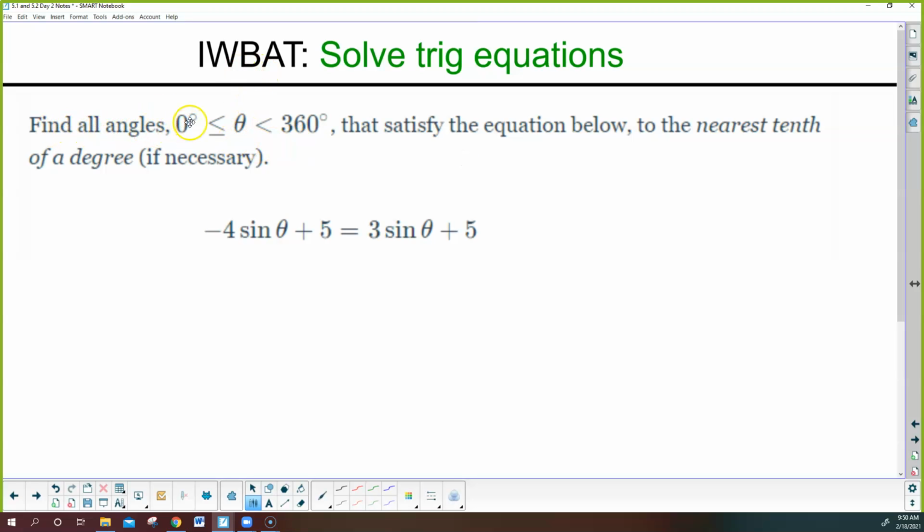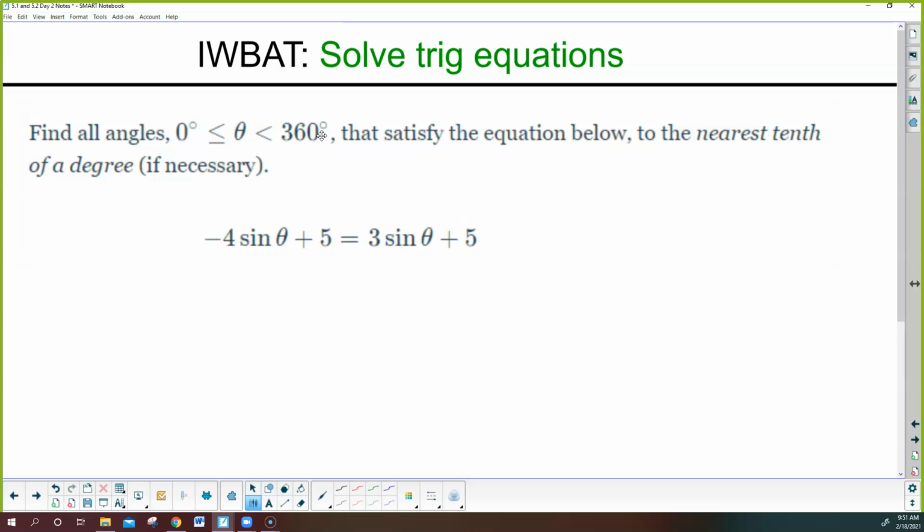Find all the angles between 0 and 360 for theta that satisfy the equation below, and if necessary, round to the nearest tenth. Well, notice right away, my domain is in degrees, so my answer has to be in degrees. And there may be opportunities, especially if they're asking us to round, we're just going to grab our calculator and do that.